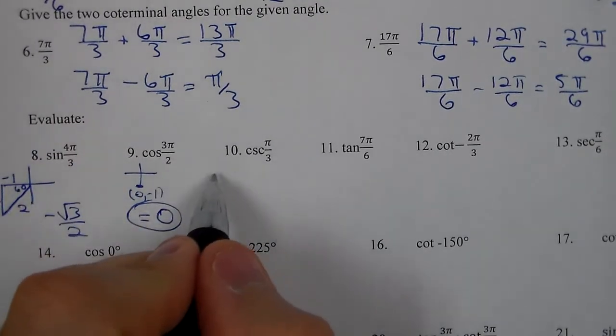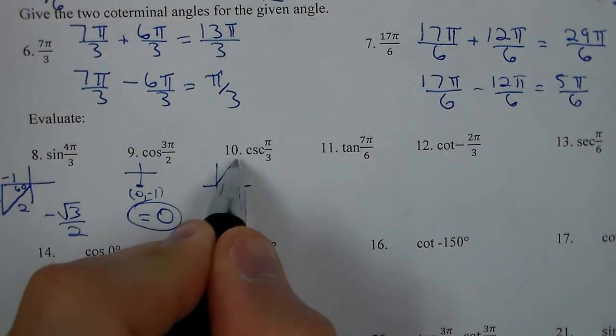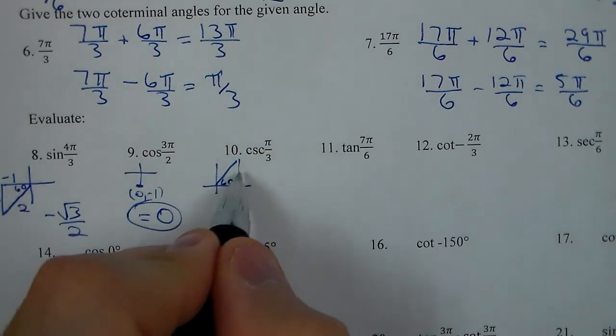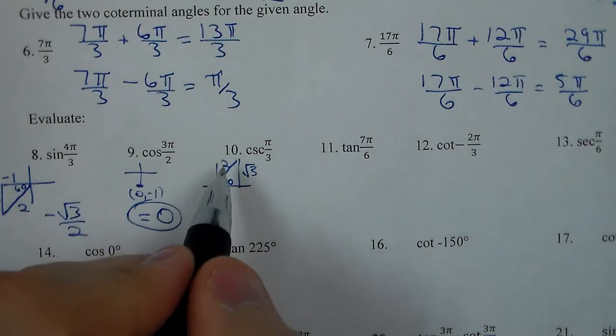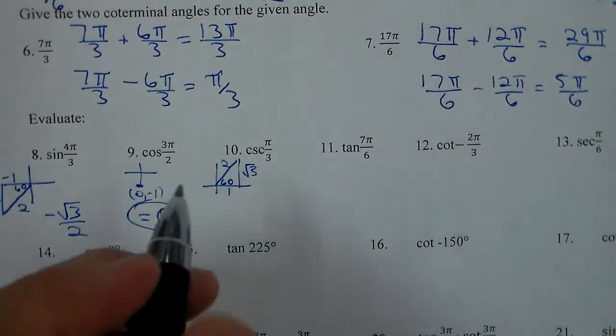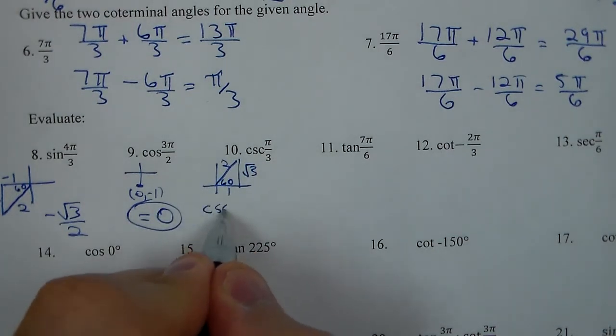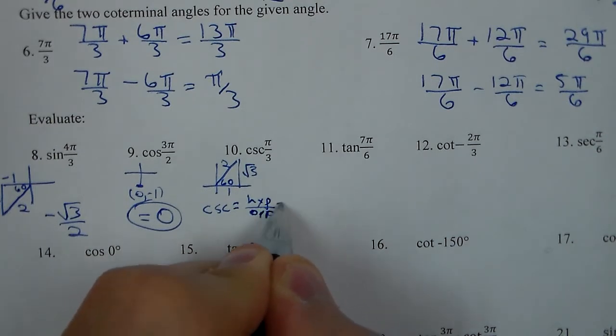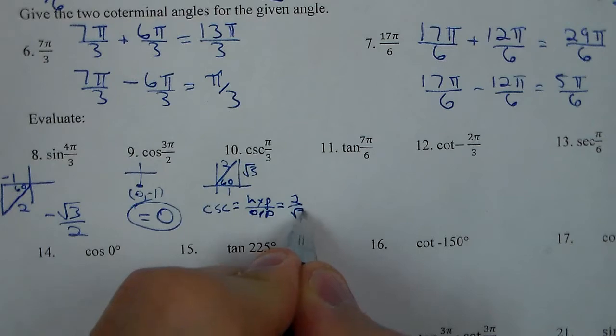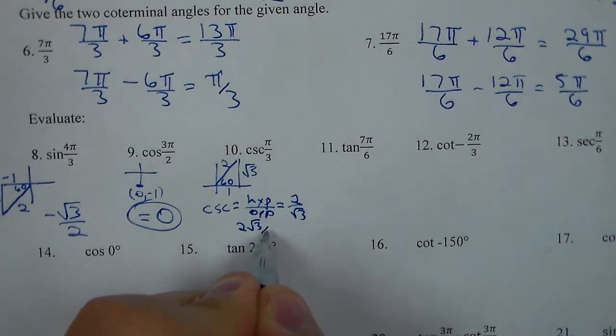Cosecant of pi over 3. Pi over 3 is in the first quadrant. That is 60 degrees. We'll fill in our 30, 60, 90. 1, root 3, and 2. Cosecant is the reciprocal of sine, so that means cosecant is going to be the hypotenuse over the opposite, which will be 2 over root 3, or 2 root 3 over 3.